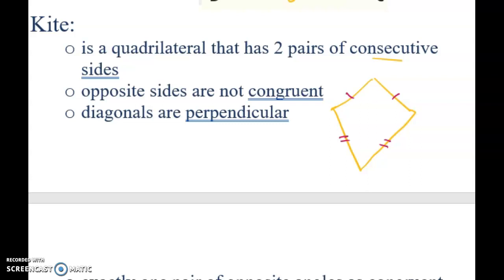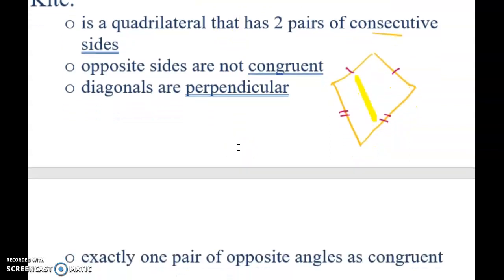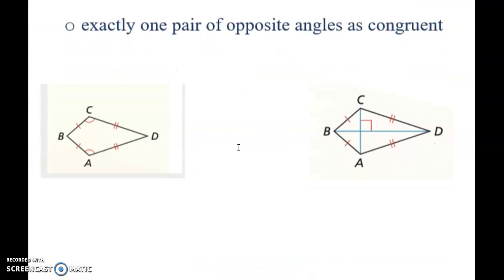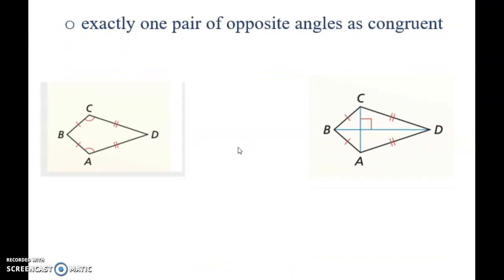Opposite sides are not congruent. So the opposite sides, these two are not congruent. And the diagonals will be perpendicular. So if there are diagonals in the kite, they are perpendicular. How will it look? Let's understand it. So this is the shape that we are talking about. Two consecutive sides, they are equal.